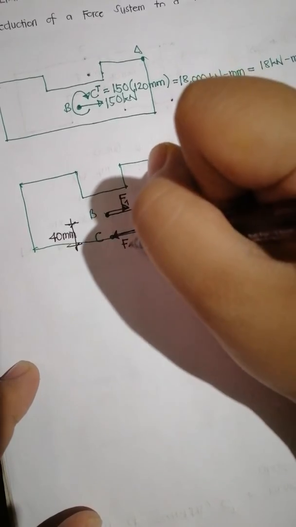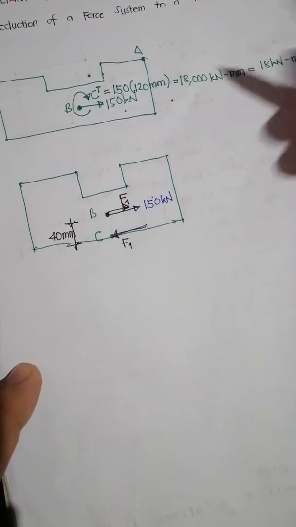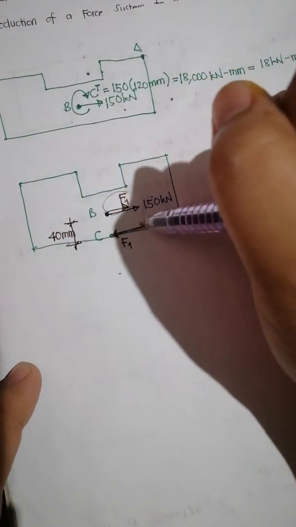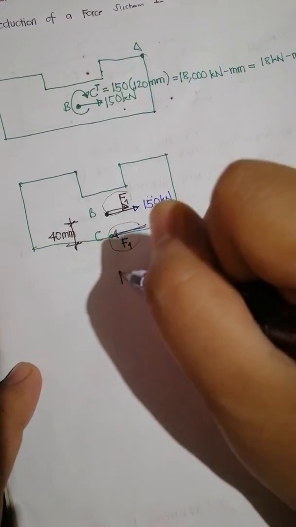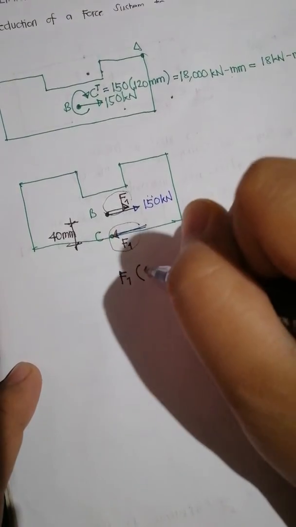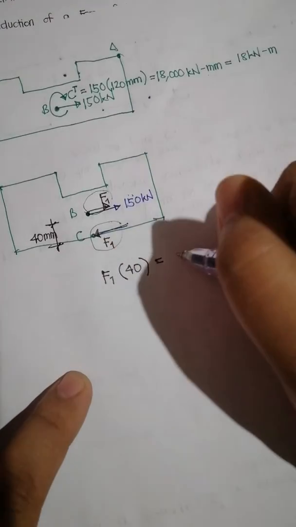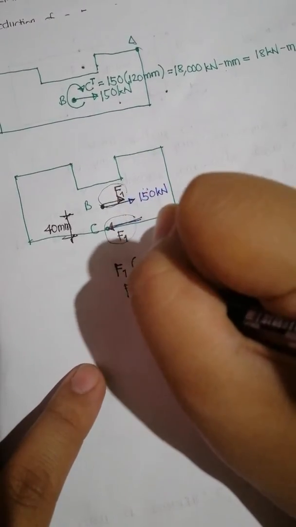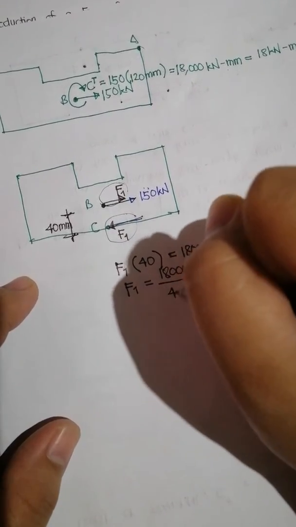So the question here is, what should be the value of these two horizontal forces in order to form a couple equivalent to this couple of transfer, 18,000 kilonewton mm? We have these two forces forming a couple. We have their similar force times their perpendicular distance, which is 40 mm. It should be equal to this couple of transfer, 18,000 kilonewton mm, such that F1 should therefore be 18,000 over 40.